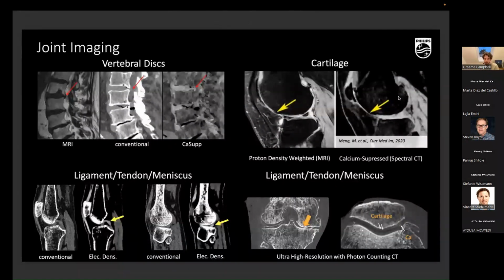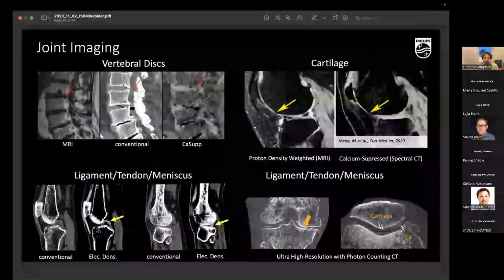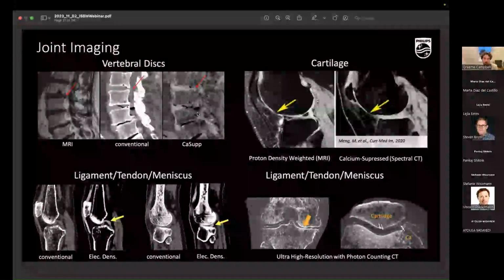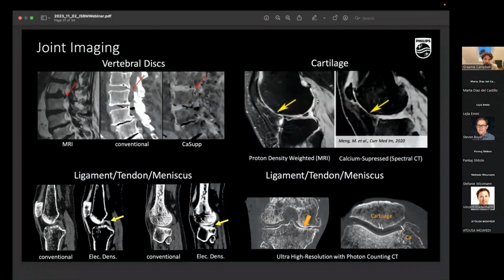And then moving on to joint imaging, and I'll try to go quick because I know we're running low on time here. So the discs, I showed one image. This is sort of just another example where it's really difficult to see a herniation. We see it in the MRI. We don't see it in the conventional really, but if we use a calcium suppression, all of a sudden we can see it quite well. I think electron density would be quite interesting to see here.